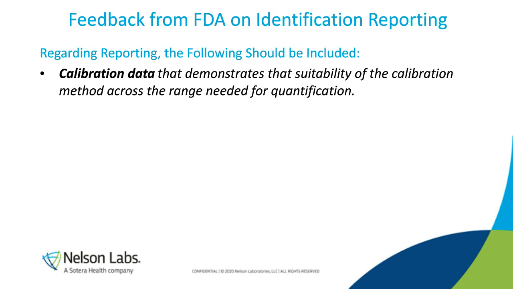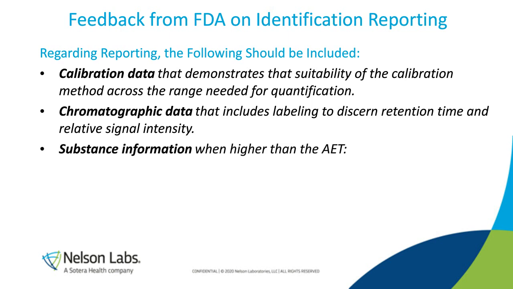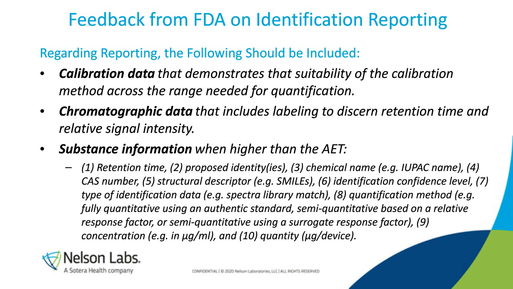They want to see chromatographic data that includes labeling so that they can see what the retention time and signal intensity are like. And then for all of these substances that are higher than the analytical evaluation threshold, or AET, when you make an identification, this is what they want to see for each of those IDs.